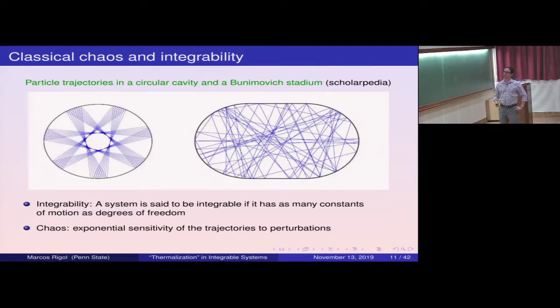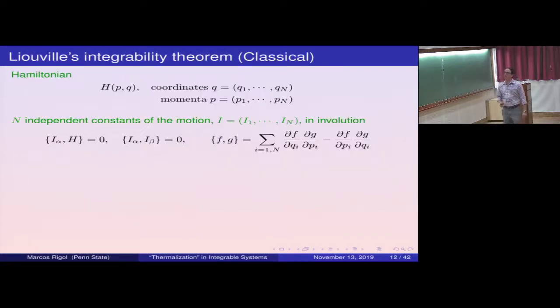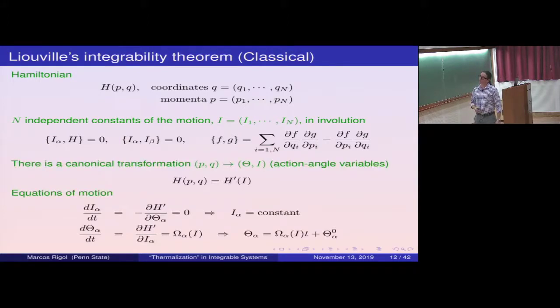But there are systems that are very different from that, and those are integrable systems. What is special about integrable systems, and this is a very well-defined concept in classical mechanics, is that they have as many independent constants of the motion as degrees of freedom. So what does that mean? We can always write this in terms of coordinates and momenta. We have n degrees of freedom, and the statement is that you have n independent constants of the motion in involution, so essentially they Poisson commute with the Hamiltonian and between themselves, and this is just to remind you what that means.